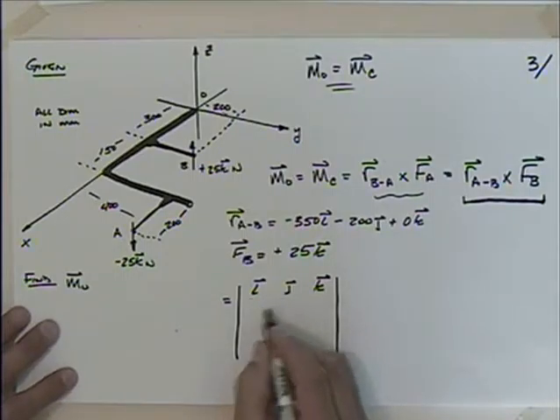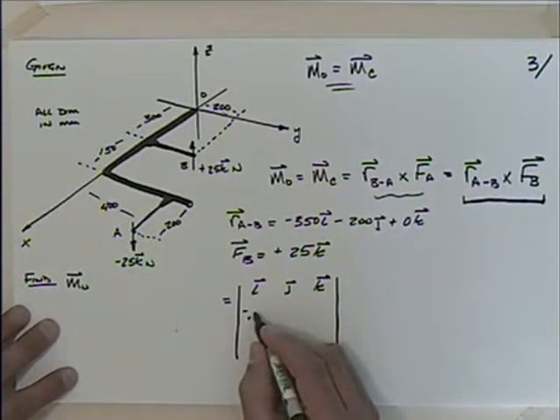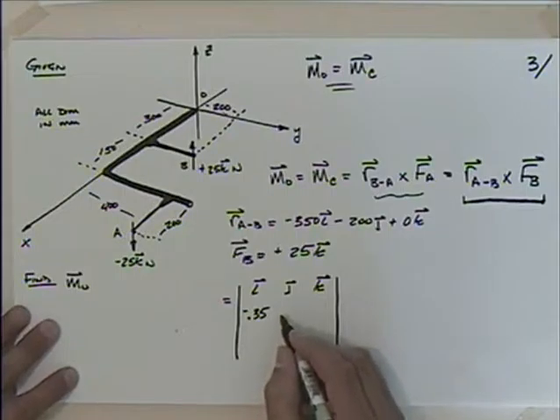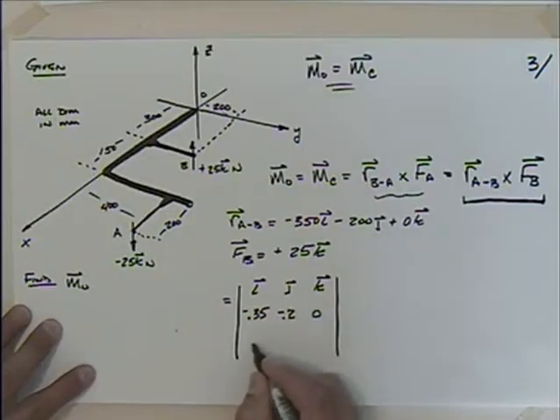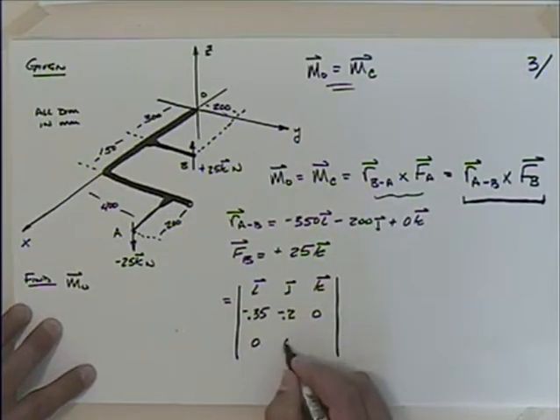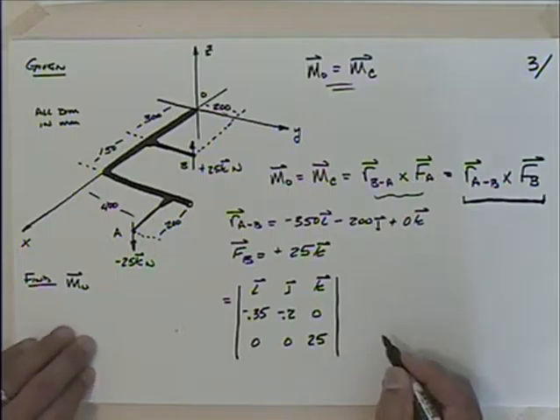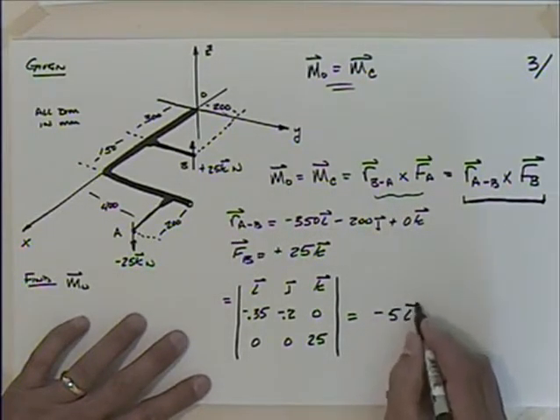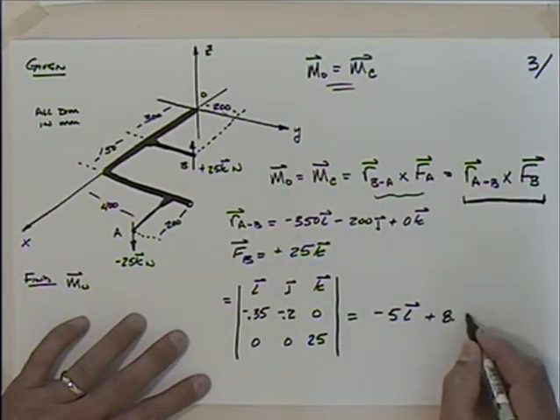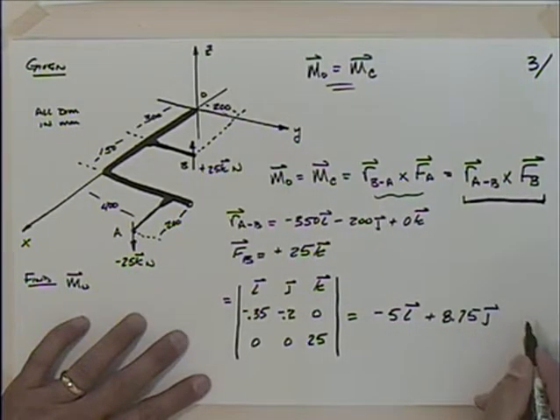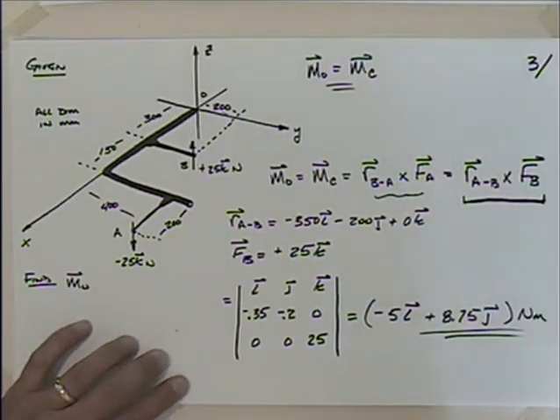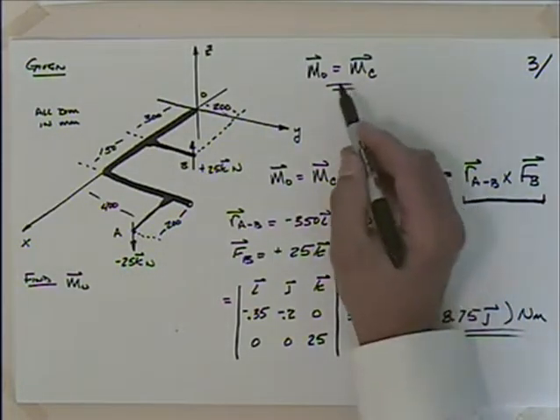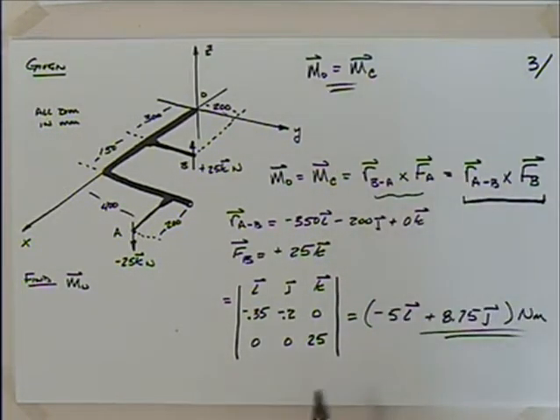I'm going to have minus, I think I'll do 0.35. I'll convert to meters so I don't have such large numbers. Minus 0.20. And then this one I have 0, 0, and 25. When you get done with that, that turns out to be minus 5 in the I direction plus 8.75 in the J direction. And that would be Newton meters. Okay, so that would be our answer. That would be the moment of the couple, which has to be the same as the moment about O.